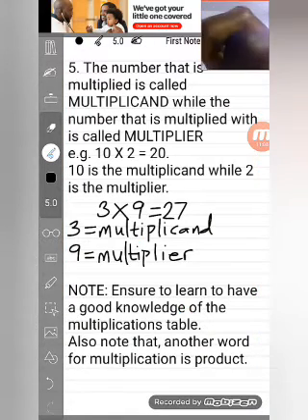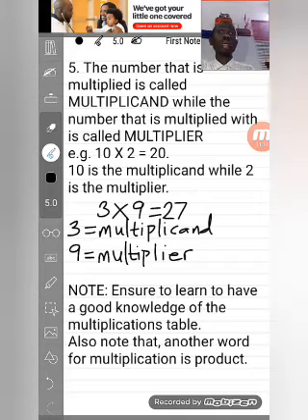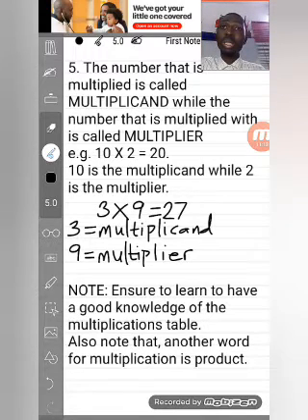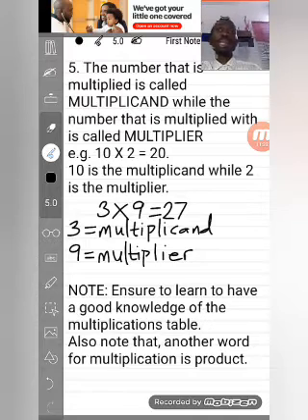Now let's look at this. This says, note, ensure to have a good knowledge of the multiplication table. Remember, your teacher tells you to learn your multiplication table, maybe 2 times 1 to 2 times 12, 3 times 1 to 3 times 12, 4 times 1 to 4 times 12, 5 times 1 to 5 times 12. You can learn it up to 12. 6 times 1 to 6 times 12, 7 times 1 to 7 times 12, 8 times 1 to 8 times 12, 9 times 1 to 9 times 12, till 10, 11, 12. You can learn it up to 12, even for your age.